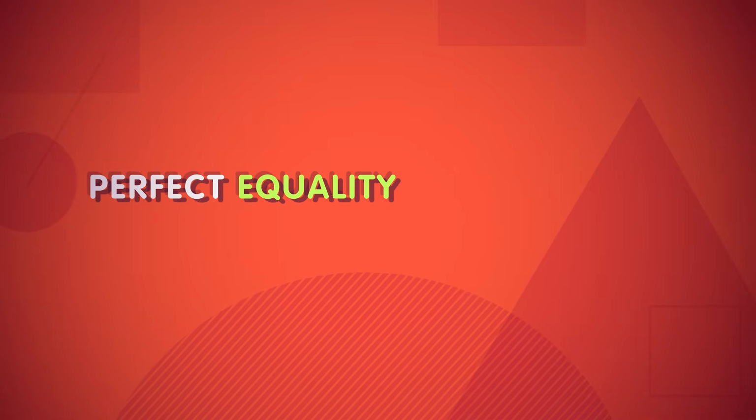Now, the simple fact that these quintiles have different incomes tells us that we don't have a perfectly equal society. Perfect equality would mean the same income for everyone. So there's clearly some income stratification in the US, but how much?